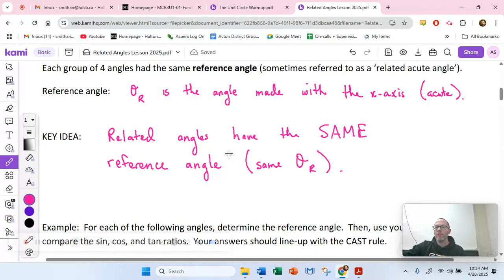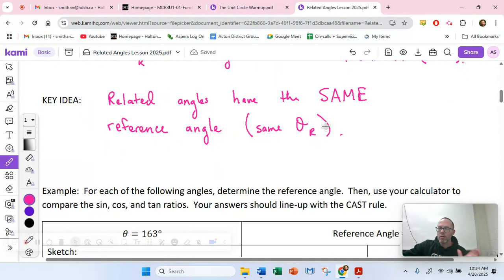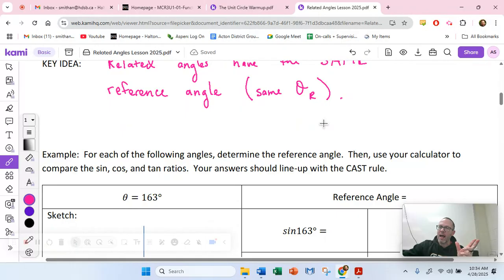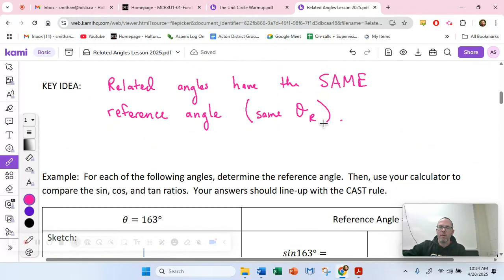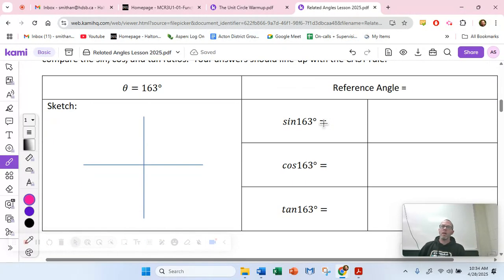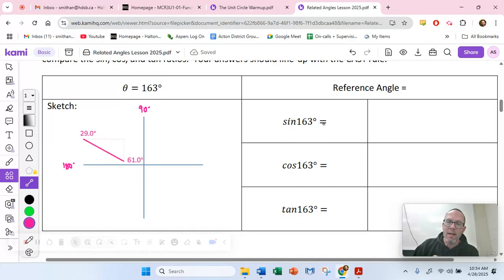So for these, we're going to do a little exercise, just finding some reference angles, and then seeing how things line up with the CAST rule. So let's do this first one together. 163, where is that? At this point, you should be comfortable with where 163 is. 163 is between 90 and 180, and it's probably a bit closer to 180. So we'll try to keep things as accurate as we can.